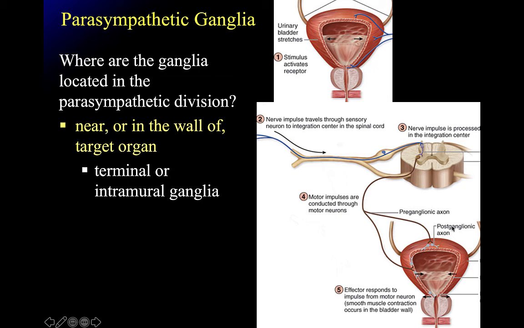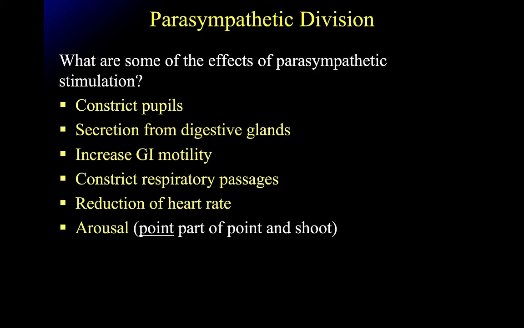That will deliver the information to the postganglionic axon, and that's going to stimulate the smooth muscle here of the bladder to contract to cause us to either urinate or to need to urinate, and we can use this skeletal muscle sphincter down here, the external urinary sphincter, to avoid urinating if we wish to. So let's think about some of these effects.